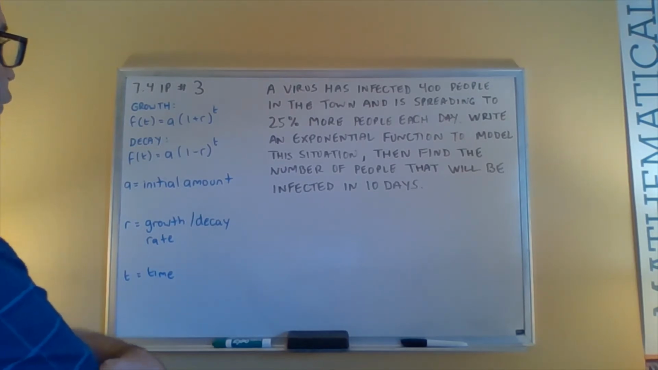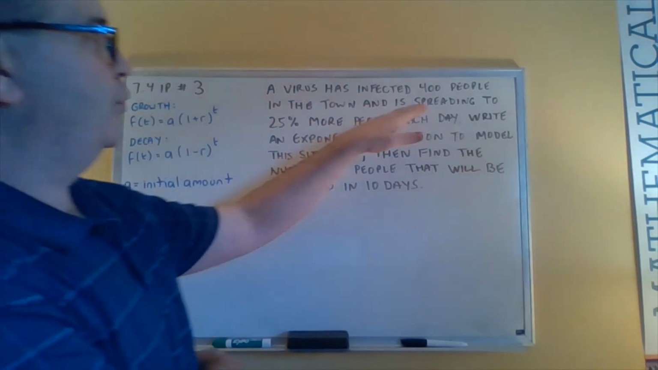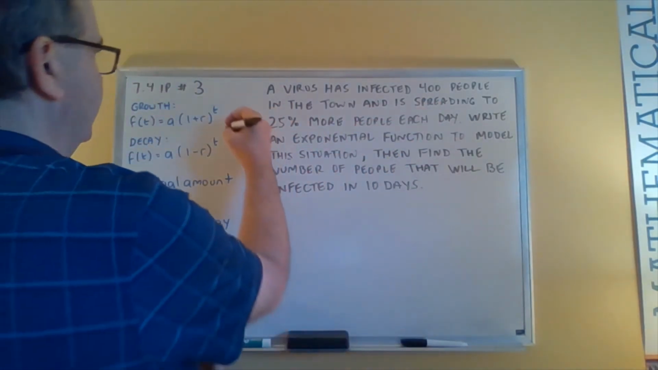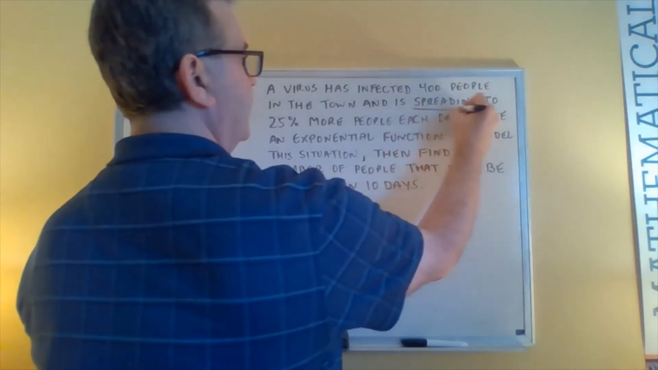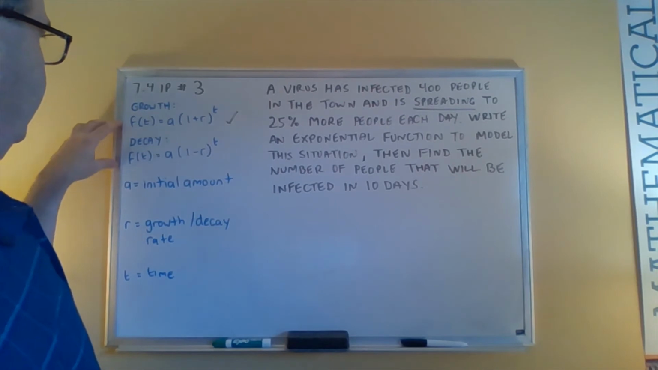So first we have to determine if we have a growth or a decay going on. So this is spreading, so it's growing. So we're going to use a growth function, okay? That is spreading, it is growing. And so we're going to use our growth function.